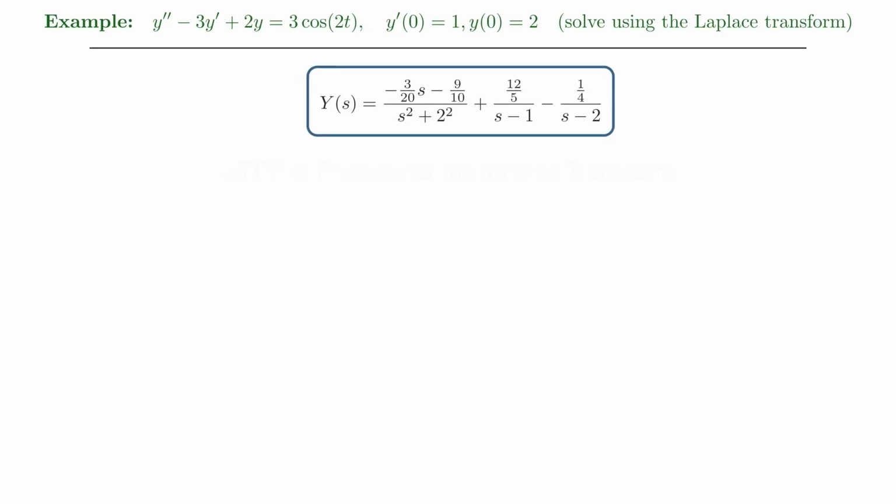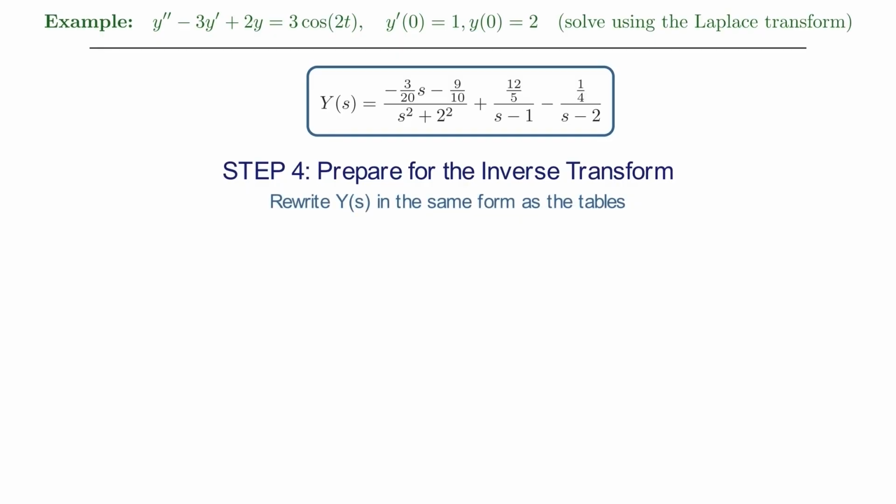The reason that we did this is because we want to be able to use the Laplace table to do the inverse Laplace transform. However, if we look at the table, we don't have anything where the bottom of the fraction is a quadratic and the top of the fraction is s plus a number. So the first thing that we need to do is to split that first term into two separate fractions where they're both over s squared plus 2 squared. So this gives us that capital Y of s is equal to the sum of 4 different terms.